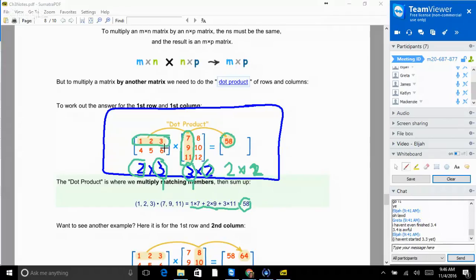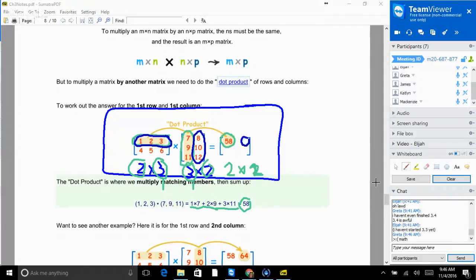Sounds fun, right? So then, let me switch colors. This is going to be our first row, second column. To find the first row, second column, you're going to multiply the first row of your first matrix by the second column of your second matrix. So this is first row, second column, first row, second column. They do kind of match up in terminology, but it's thinking through the problem.